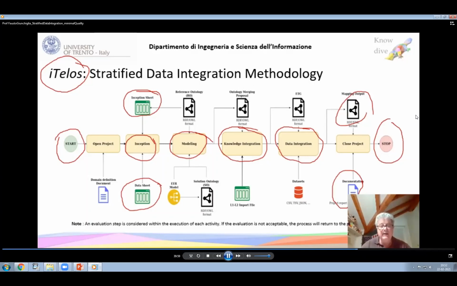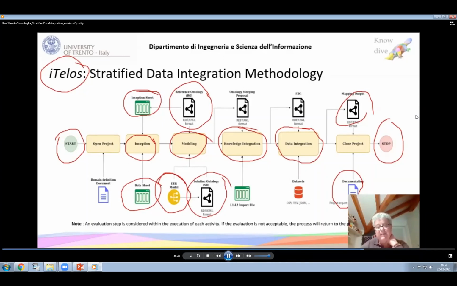And clearly, in every step, we generate different files. For instance, during the modeling, we generate the extended entity relationship model, out of which we build the ontology. We usually use a reference ontology, like an ontology that we get from the web or from a repository, to make sure that the schema or the knowledge graph is of high quality, and so on and so forth. Of course, we teach iTelos in a 14-week class, so I have no intention to explain to you how it works.